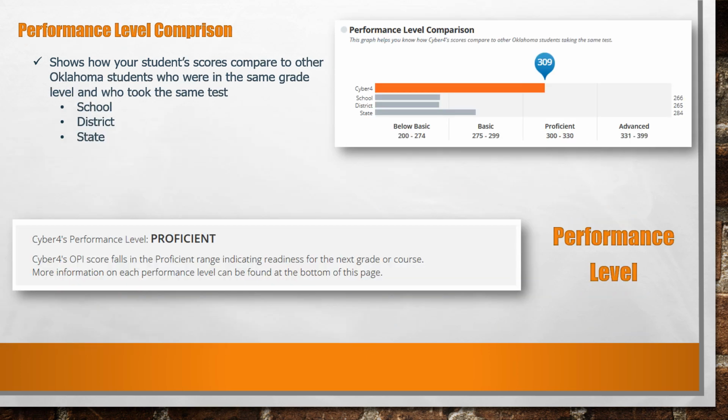Next, you'll be able to see a performance level comparison. This shows how your students' scores compare to other Oklahoma students who are in the same grade level and who took the same test. You can compare your student scores to other students in the school, district, and state. You will also be able to tell what your student's performance level is and whether or not they are ready for the next grade level or course.